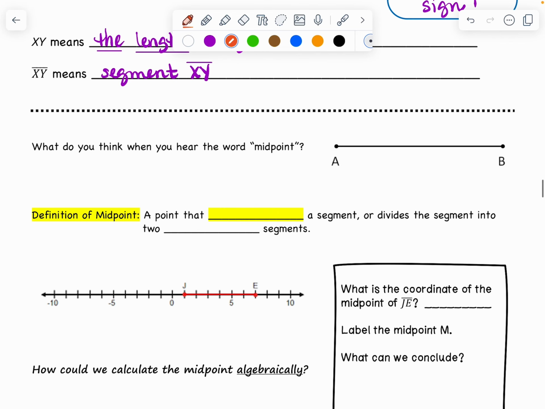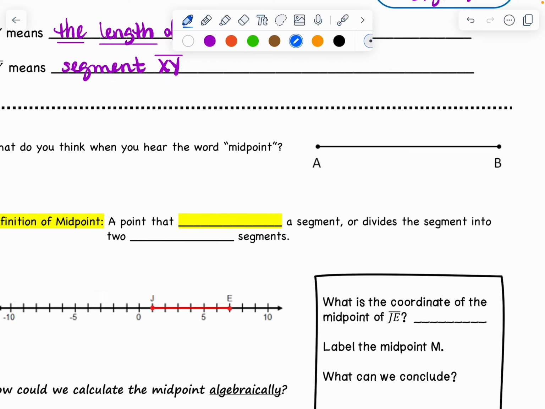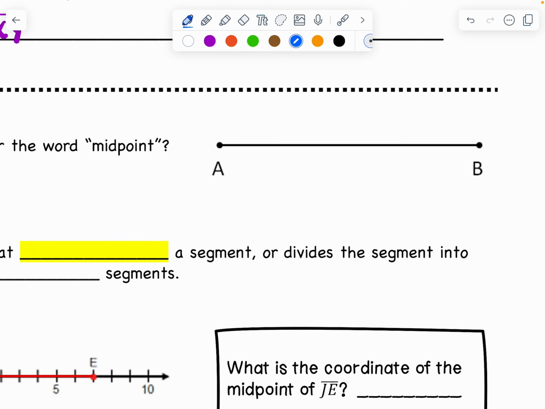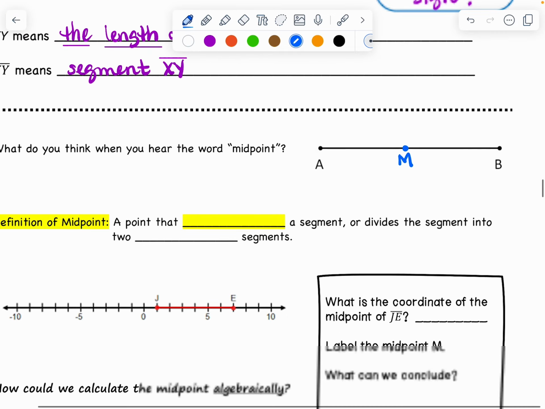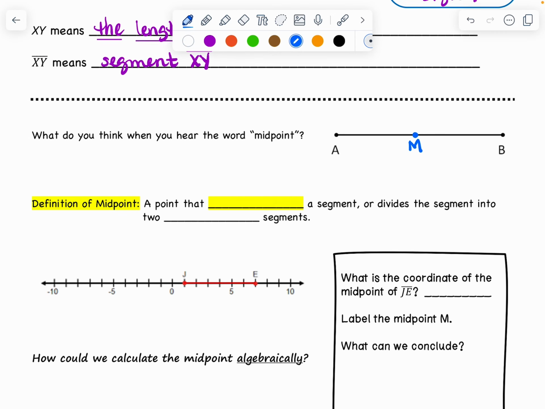All right, so our next big vocabulary word that we're going to focus on today is midpoint. What do you think of when you hear the word midpoint? Hopefully we're all thinking middle. If I have a segment AB, there's definitely one point that lies perfectly in the middle, and we would call it the midpoint. I'm just going to eyeball it. Let's say that's here. I'm going to label this M for midpoint. It could be any letter; it doesn't have to be an M.